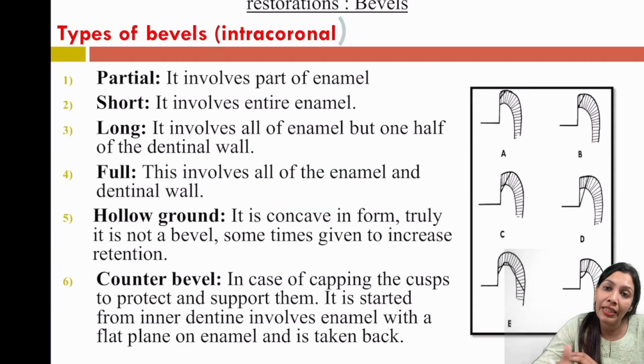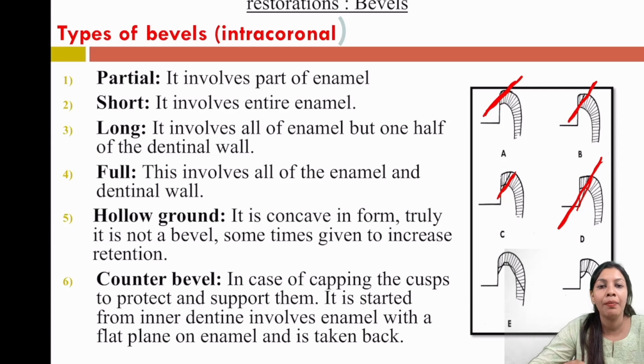Which is given within the cavity is like partial bevel. Partial bevel involves only the enamel. Short bevel involves the entire enamel. Long bevel involves enamel and half of the dentinal wall. And full bevel means which involves both the dentine as well as enamel. In the case of a hollow ground, it is concave in form. Truly, it is not a bevel, but sometimes given to increase the retention of the cavity.